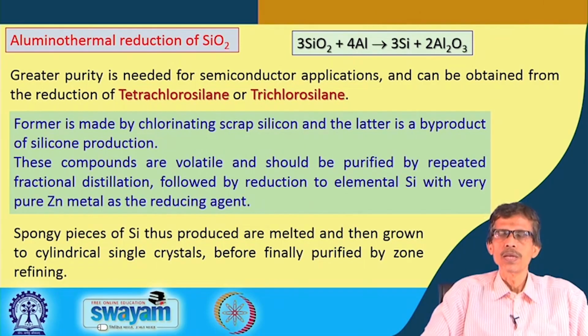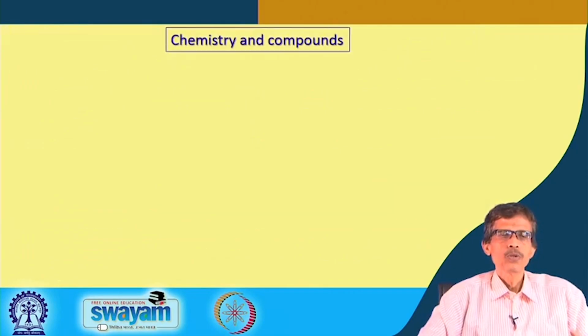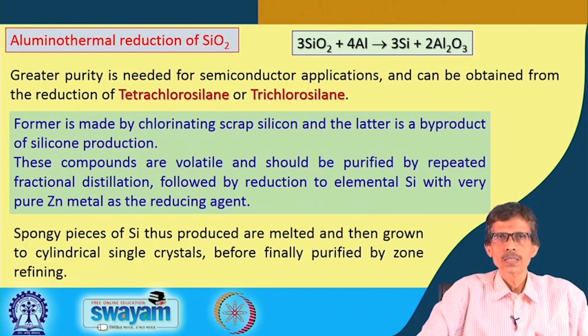And the very well known process for this is zone refining. Basically, a long rod of silicon is produced for that particular purpose, and continuously the whole rod is getting melted and crystallized, melted and crystallized.